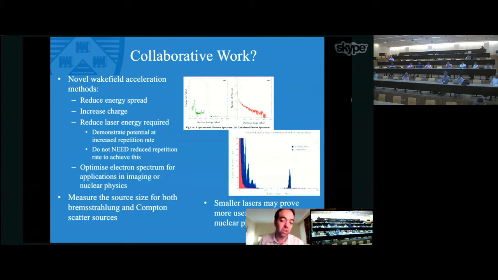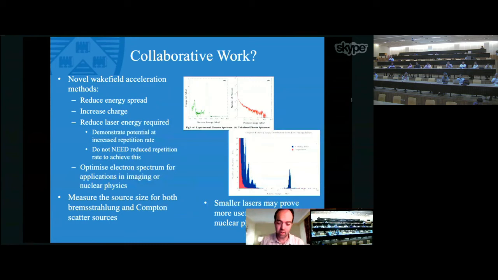Optimizing the spectrum for all sorts of applications, I think, would be interesting. I think this idea of pushing to 1 GeV or 10 GeV or 100 GeV is very important, but it's not the only way to get important results out of a wakefield accelerator. I think we should also be looking at why we want a GeV. And actually, if we want to produce some interesting isotopes, we probably want somewhere between 10 and 30 MeV instead.